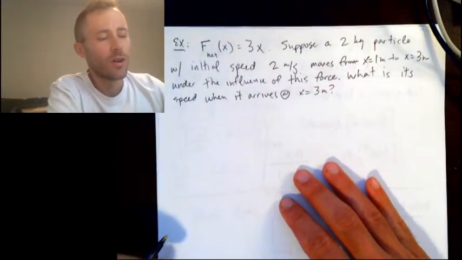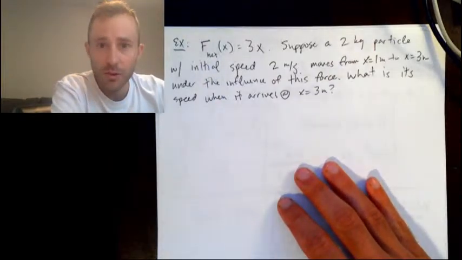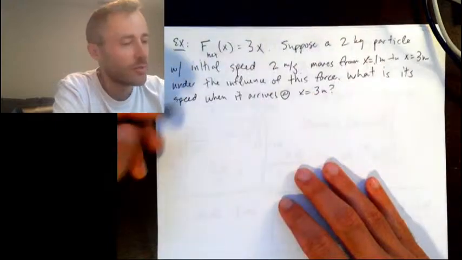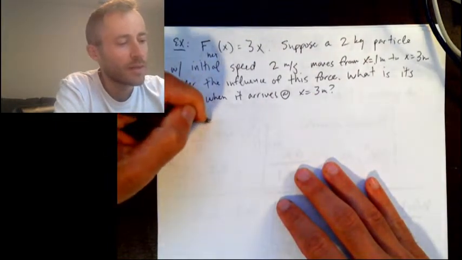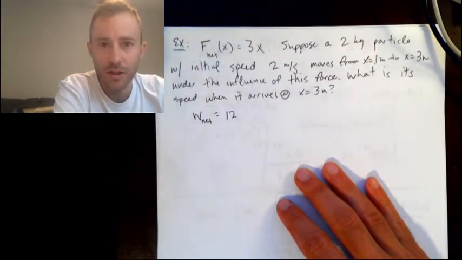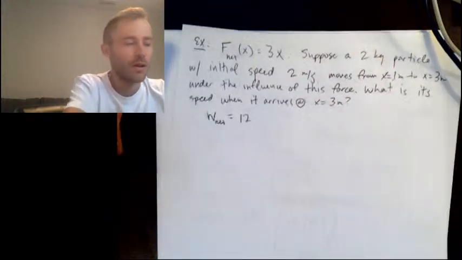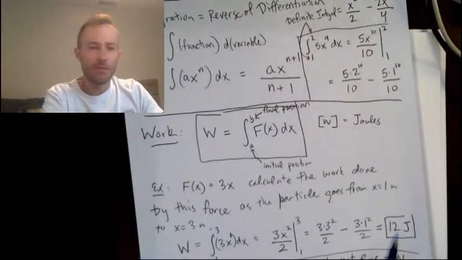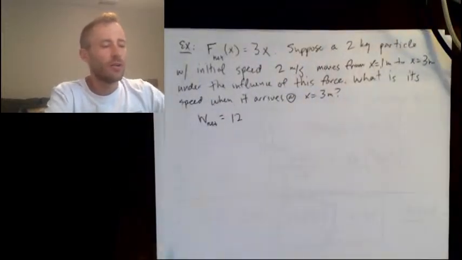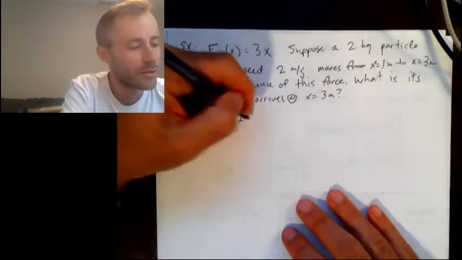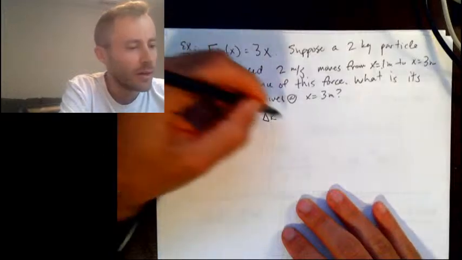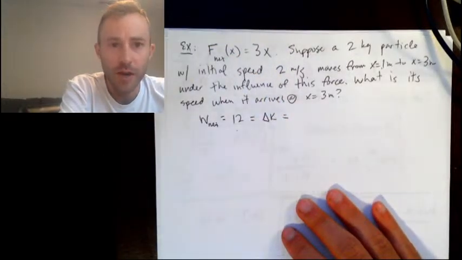Because this is the net force and it's going from the same starting spot to the same ending spot, I can just immediately say that the net work is equal to 12 joules, because that was the answer from this example. So I know that the net work is 12 joules, and this is equal to the change in kinetic energy. Now changing any quantity is final minus initial.